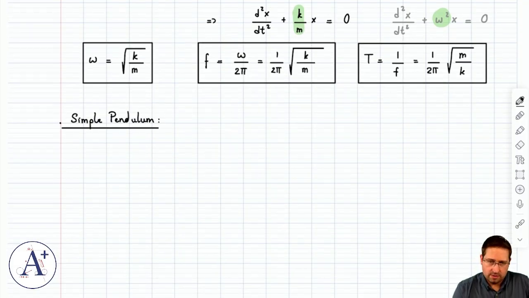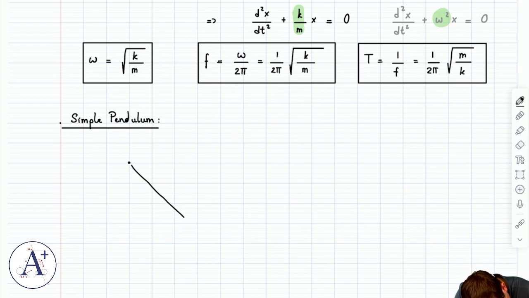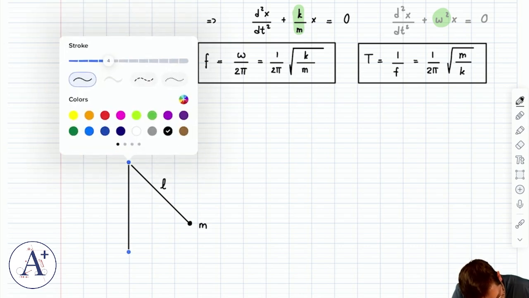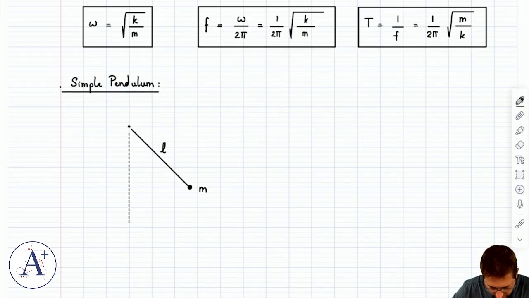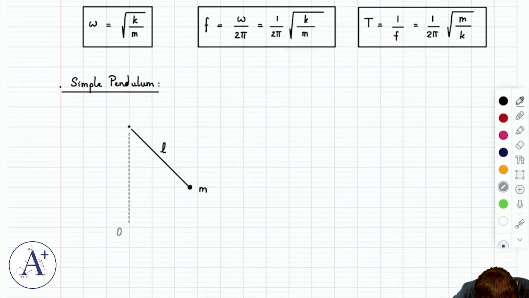Okay. Now, the simple pendulum is going to be a massless string of length L with a point mass M attached at the end of it. Here's going to be our equilibrium position, right? Because if you leave it alone, it'll just hang vertically. So that is my equilibrium position. It would correspond to theta equal to 0. And then what's going to oscillate here is not x, it's theta. That would be theta of t.